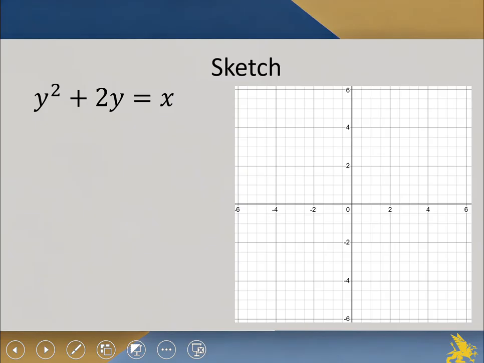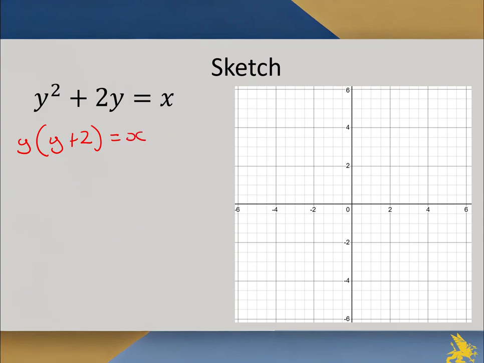So this next question, let's have a go, and it says y squared plus 2y is equal to x. So the first thing I'm going to do is factorize my left-hand side. I can see that I've got a y in common, so I'll have y times (y plus 2) is equal to x.